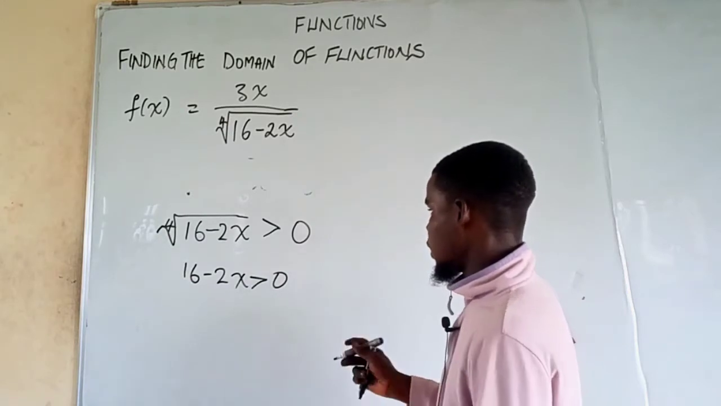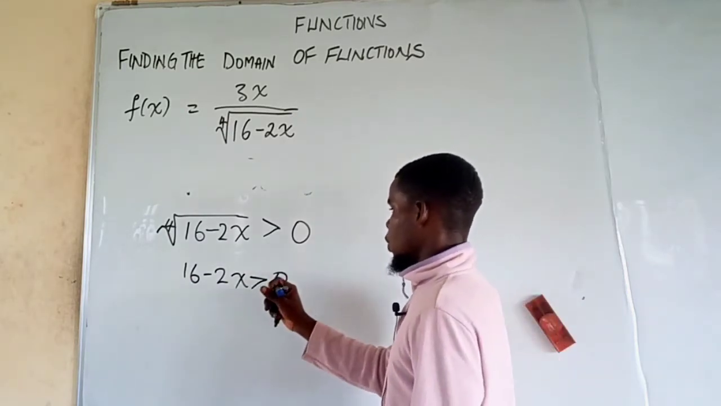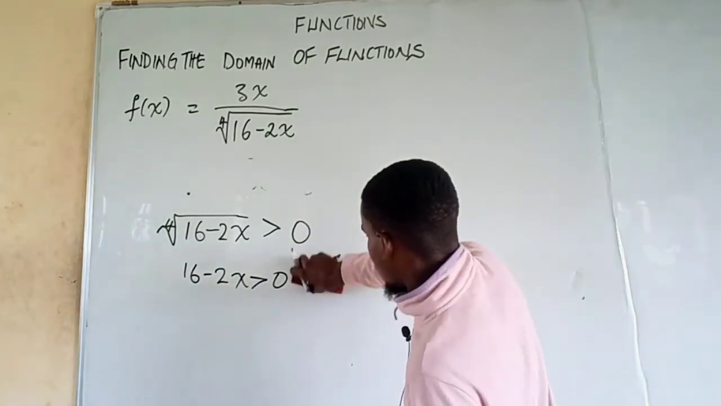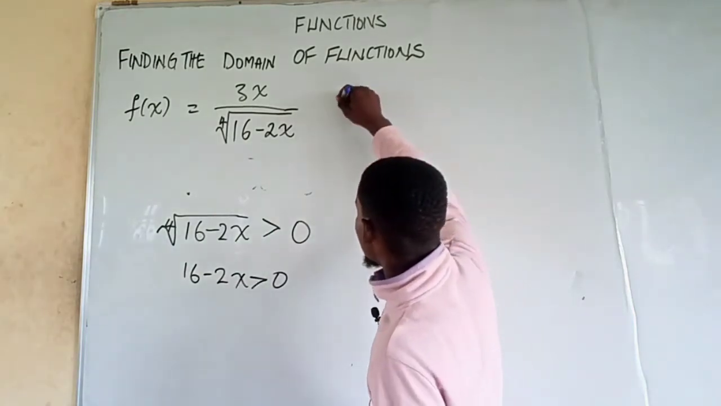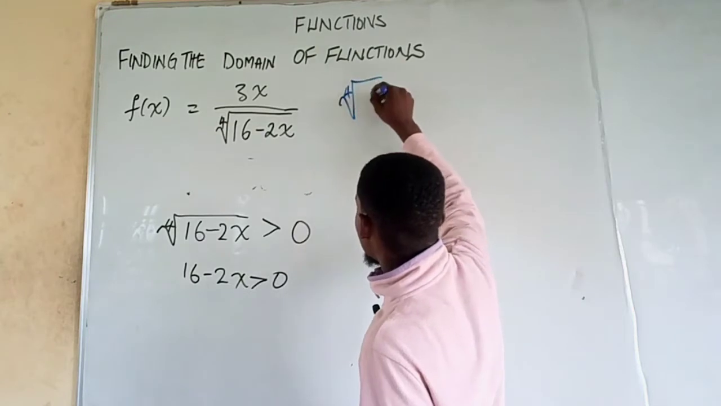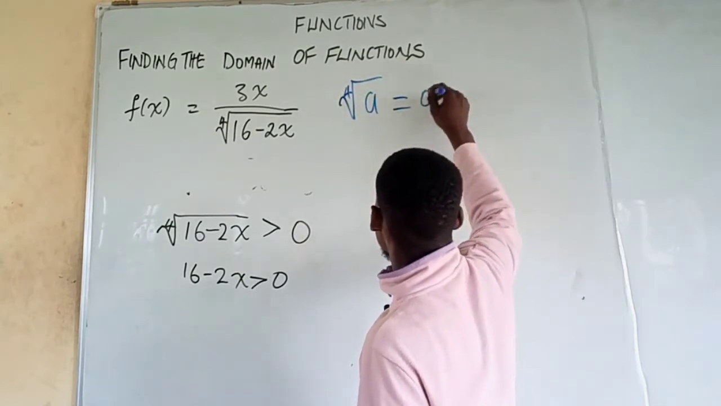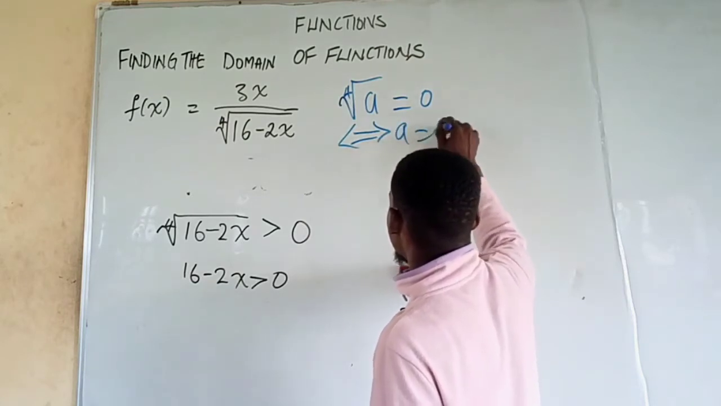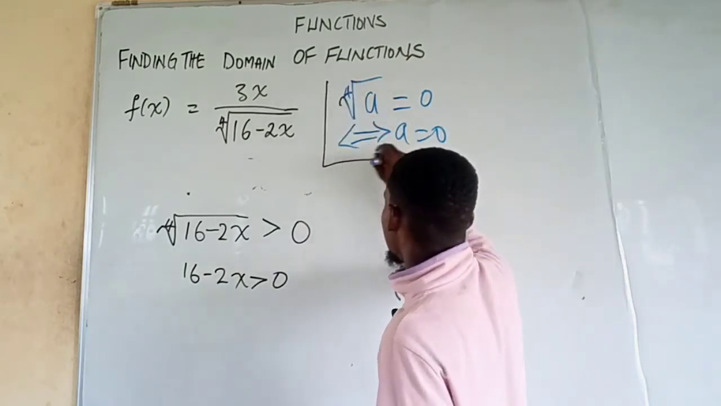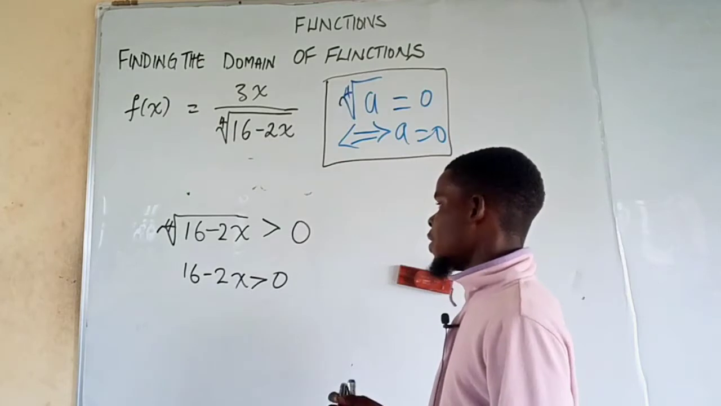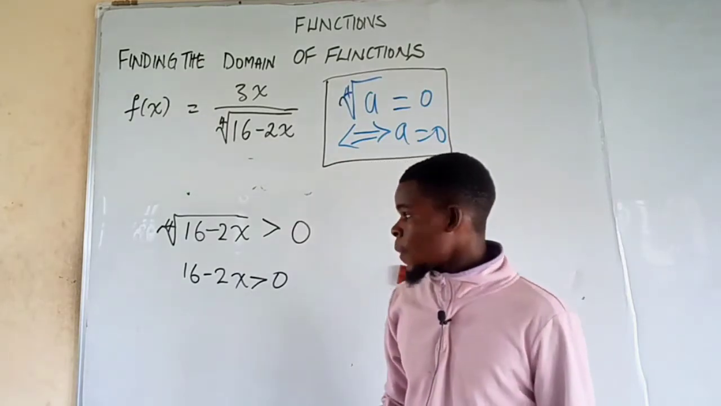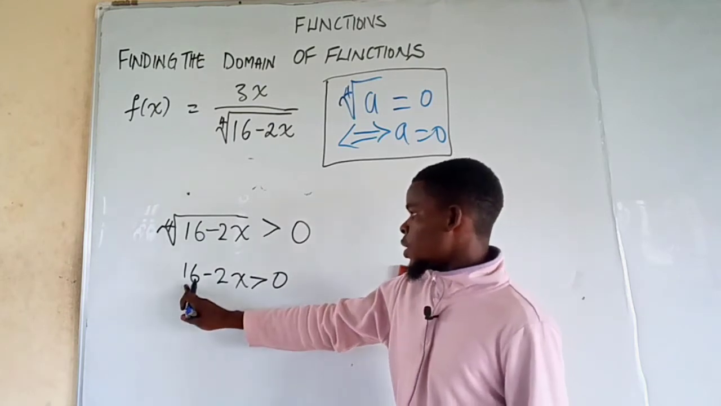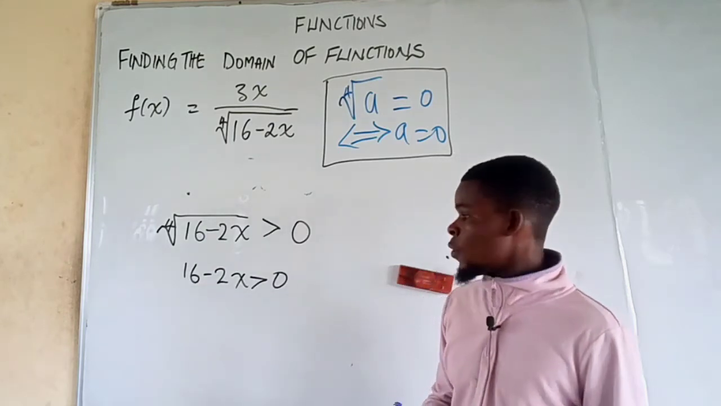Note, it is only the fourth root of 0 that gives us 0. See that the fourth root of a number called a is equal to 0 only if a is 0. So this is an important thing to note. The fourth root of a number is only 0 if that number is 0. Otherwise, that number is bigger than 0. So 16 minus 2x is bigger than 0 from that fact.